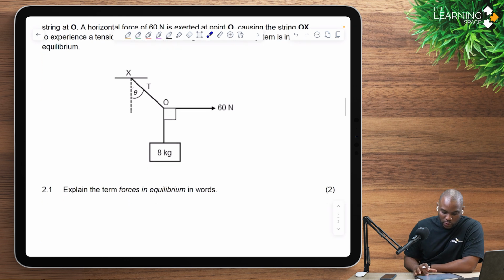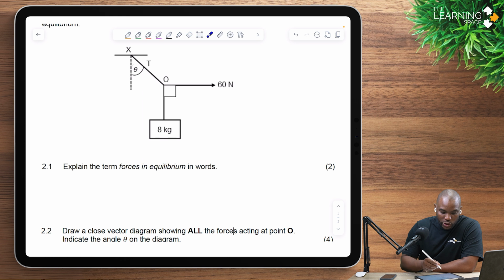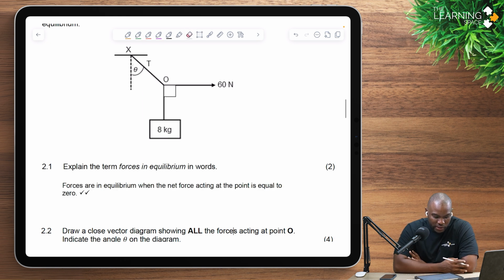Let's look at the questions that follow. It says explain the term forces in equilibrium in words. That's a nice and easy one. So what we can simply say there is forces are in equilibrium when the net force acting at a point is equal to 0.